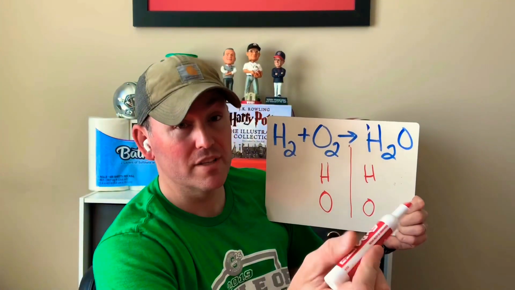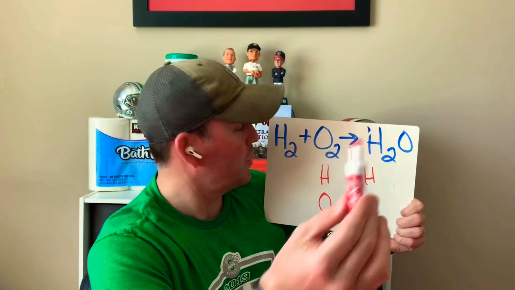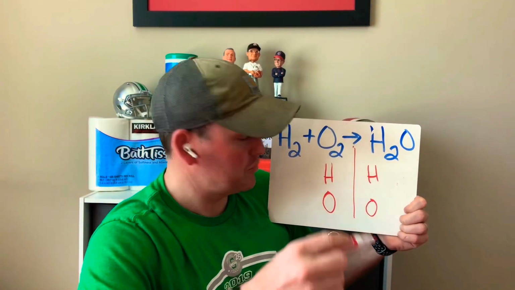Now, when I do this, I want to count up the number of atoms that I have. So I look at this side right here, H2. That tells me I have 2 hydrogen atoms. So I simply put a 2 right here in front of it.